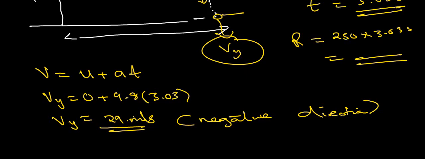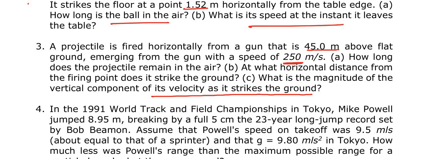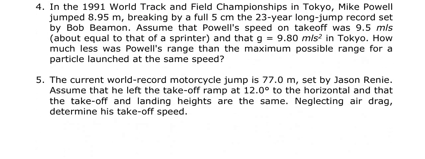Then the next one is question 4. So question 4, they're saying in 1991, this guy, Mike Powell, jumped 8.9 meters. That was his achievement, breaking a record by a difference of 5 centimeters from what Bob did. So meaning the difference was simply 0.05.